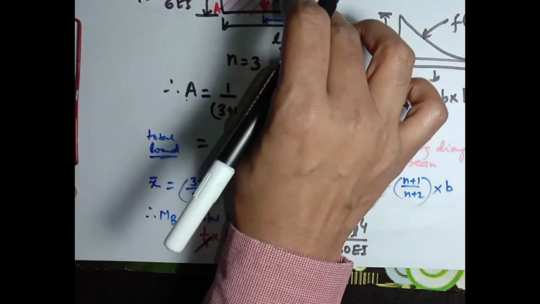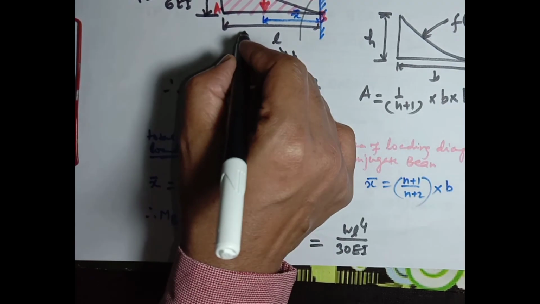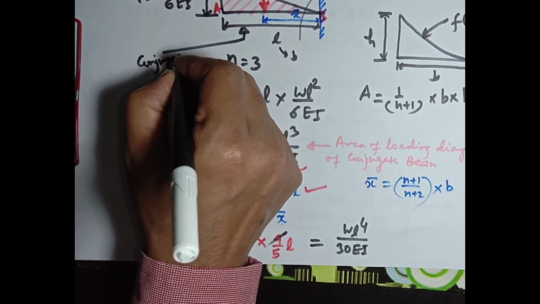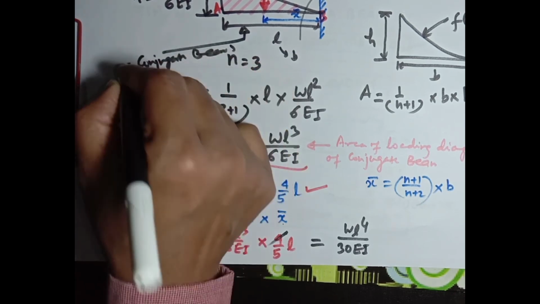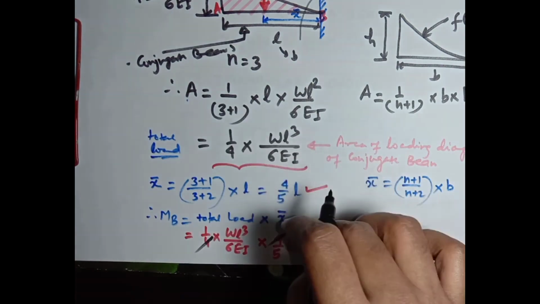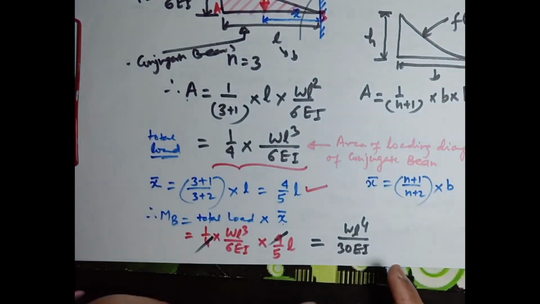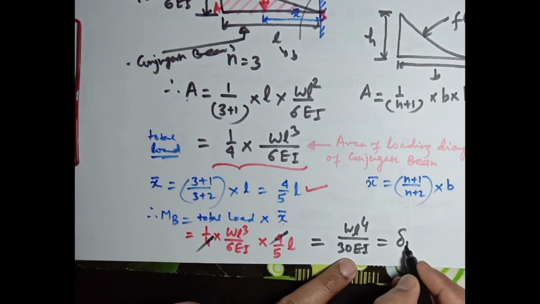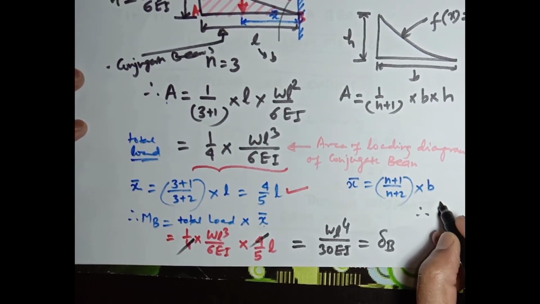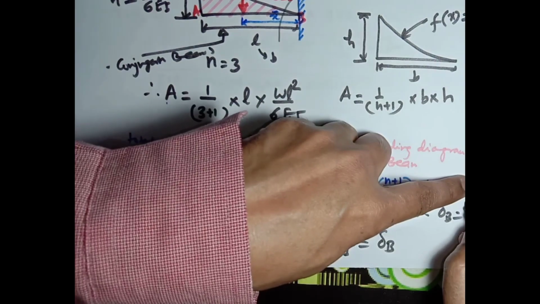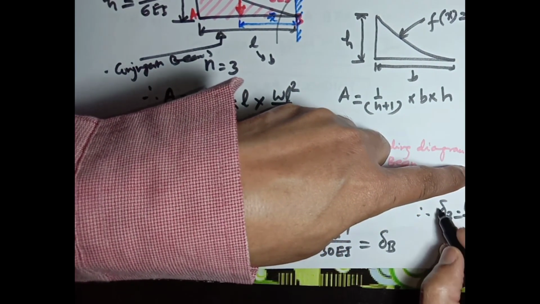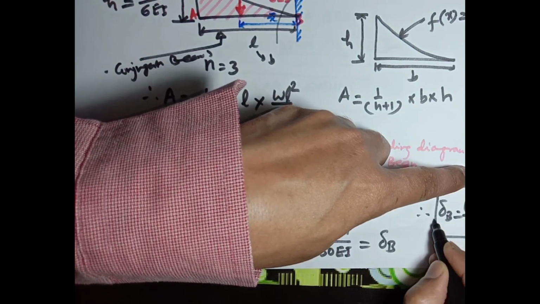So the bending moment at point B of this conjugate beam. This is the conjugate beam. The bending moment at point B of this conjugate beam will give the deflection at point B in the real beam. So it will be delta B, as I have explained. So delta B is WL to the power 4 divided by 30EI, the deflection at point B in the real beam.